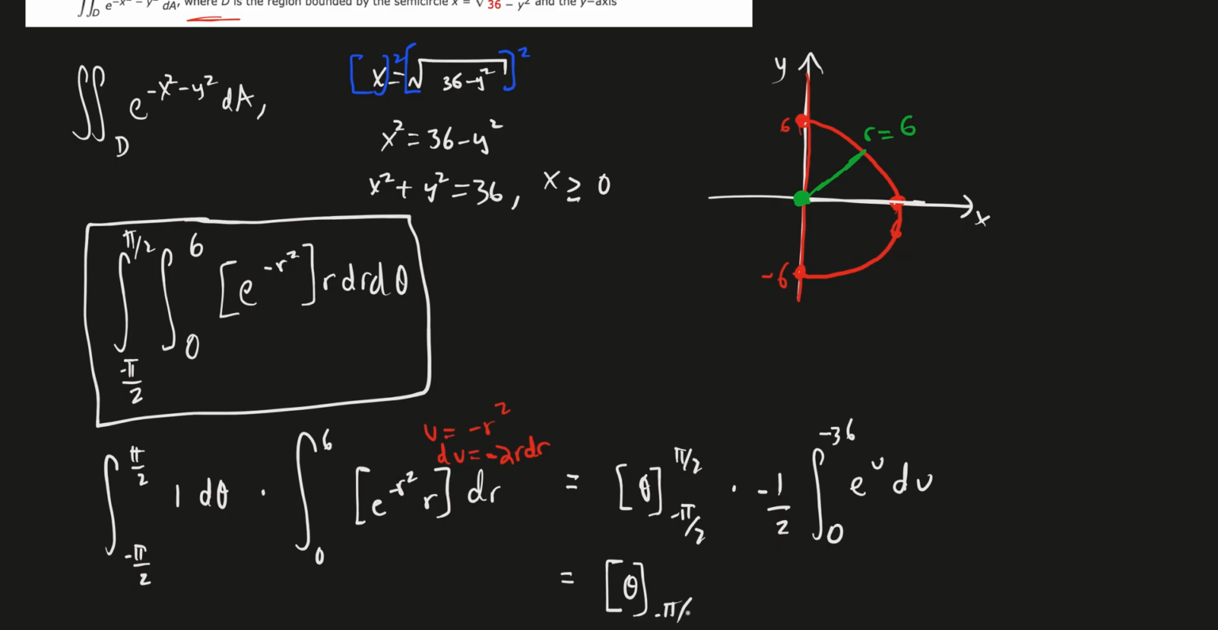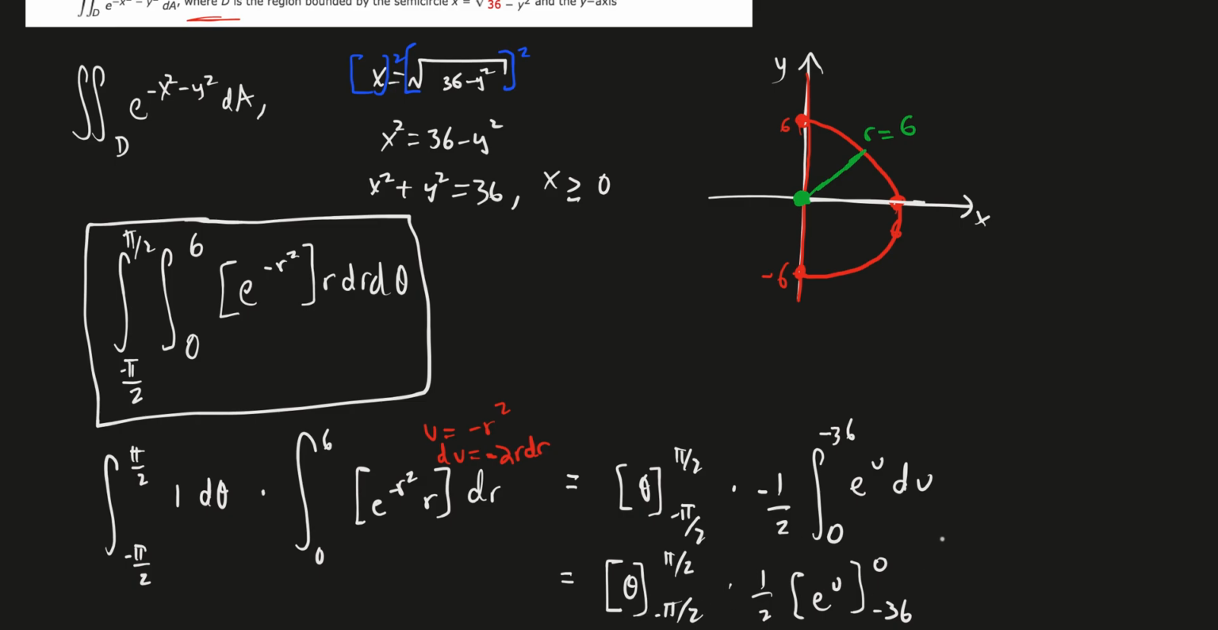That's something that you need to know about integration. Theta from negative pi over 2 to pi over 2, and then we have multiplication by 1/2, I made it positive, and then lower bound is negative 36, upper bound is 0, e to the u du. And what I should have done is, and I'll do it right now so we can save some space, this is just going to be e to the u from negative 36 to 0. It's the same thing, because the integral of e to the u is just e to the u.